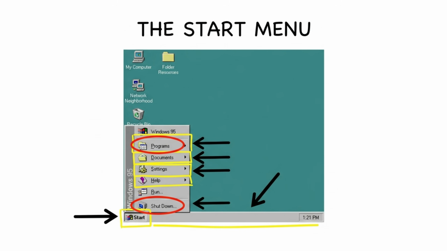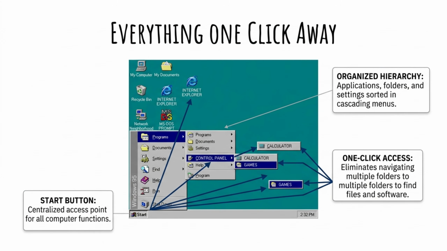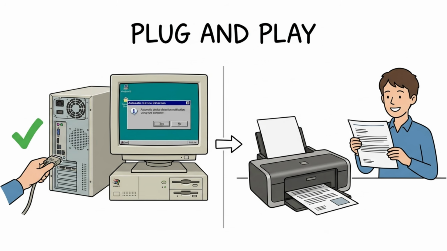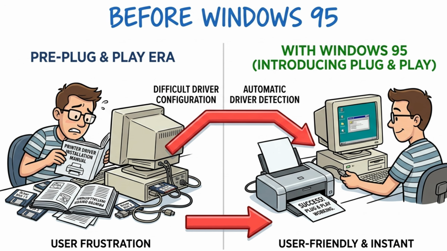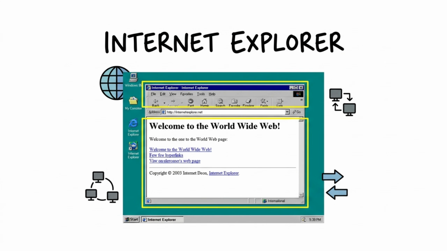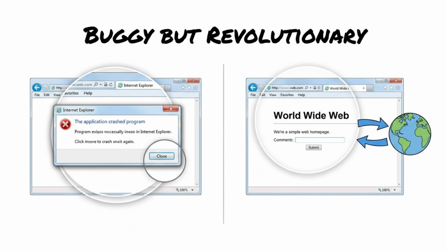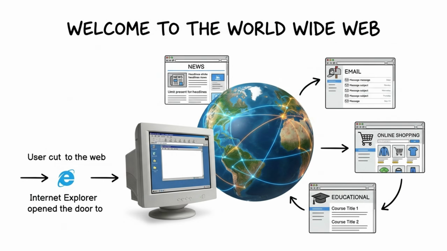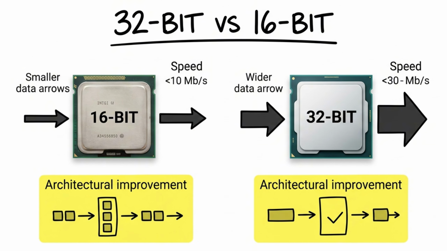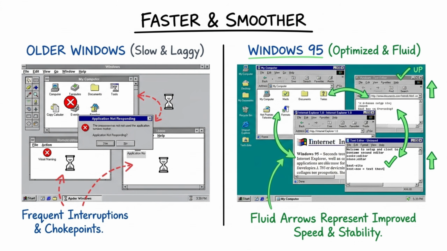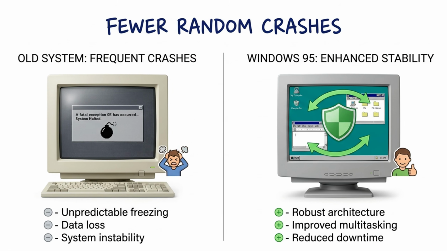For the first time, you had a taskbar and a start menu. Everything you needed was one click away. Also, plug and play. You plug in a printer, and a computer just knows. Before Windows 95, you had to install drivers manually using floppy disks and prayer. Another first, Internet Explorer. It was buggy and crashed all the time, but it opened the door to the World Wide Web. Oh, and the interface was 32-bit, not 16-bit. Translation? Faster, smoother, and way less prone to random freakouts.